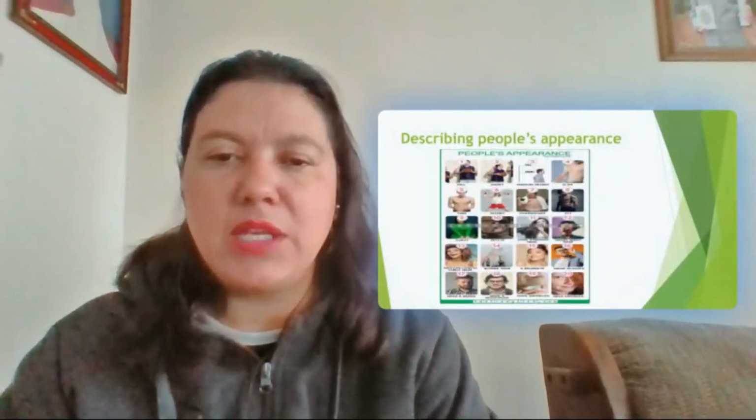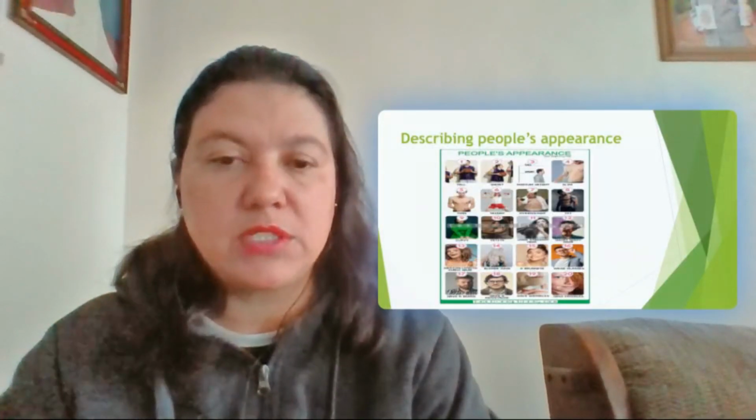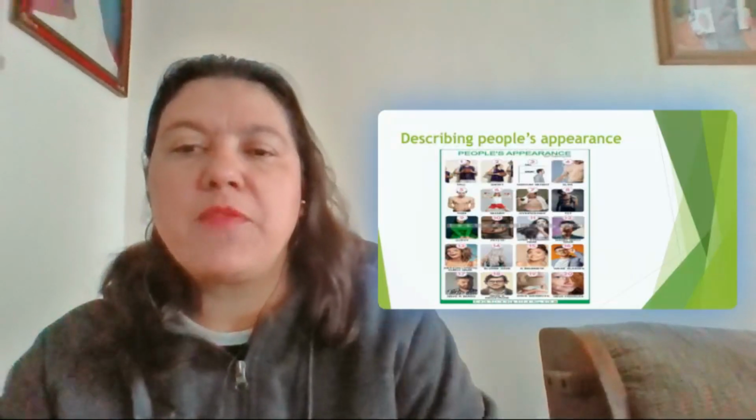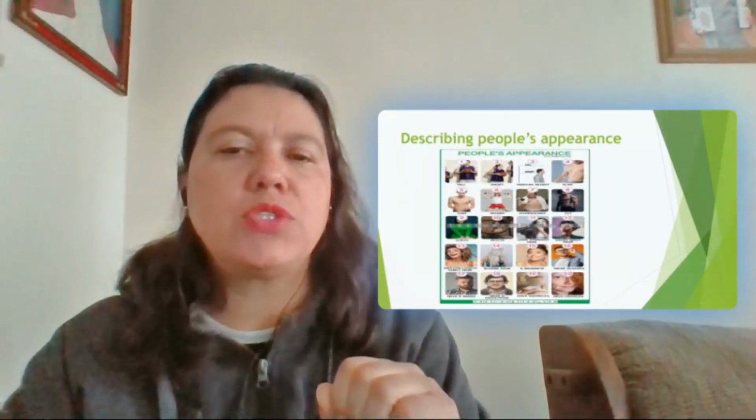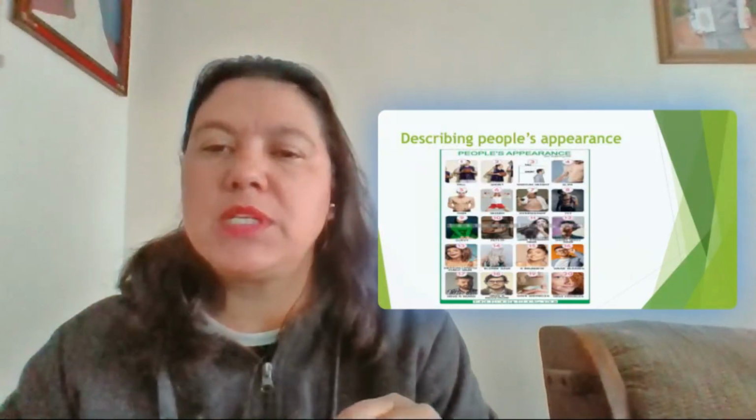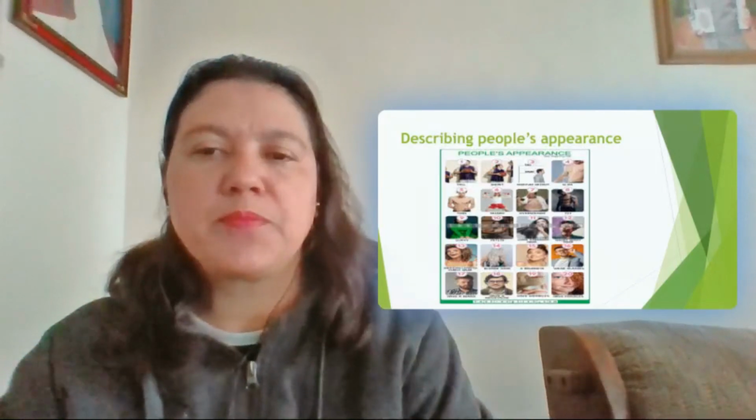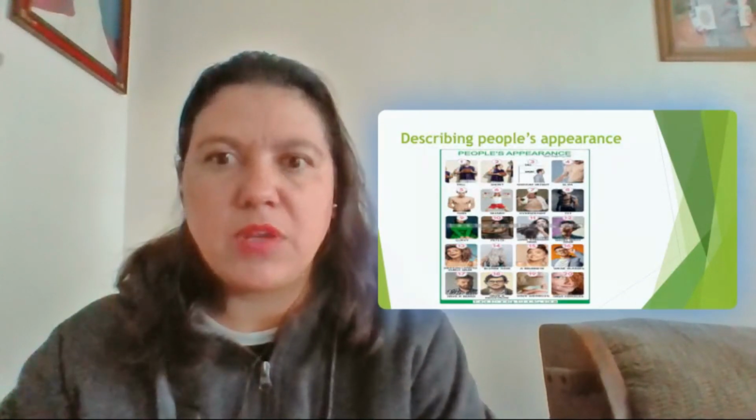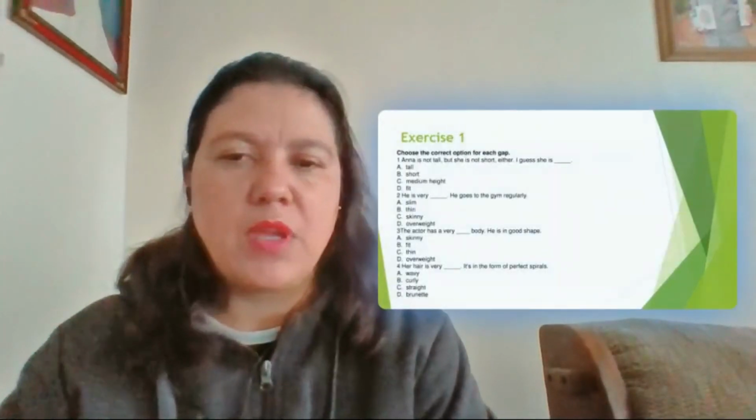Well, this is only an idea, but you have to upload it in Activity 1. So this is, for example, describing people's appearance. You need to check that. In this lesson, you will learn how to use certain adjectives and words to describe people's physical appearance. Well, we need to check the pictures. Okay, so this is an example of what you have to bring me on the platform.